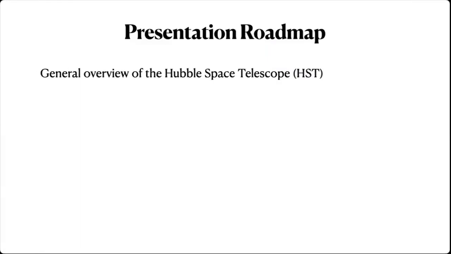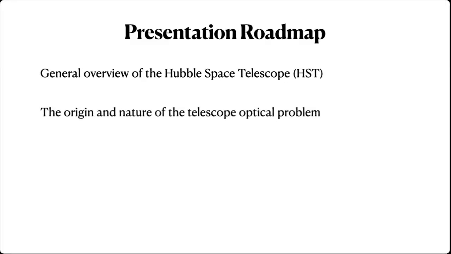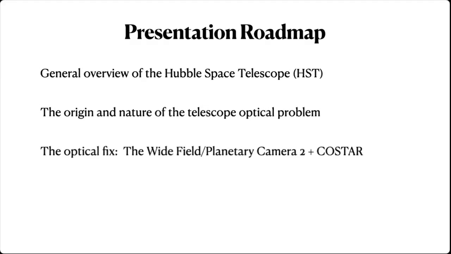So here's the plan. I'm going to talk in general about the Hubble Space Telescope Observatory. I'm sure many people who are listening in the audience know a lot of details, but just to make sure everyone's kind of on the same page. And then I'll discuss the origin and the nature of the telescope's optical problem. And then a good part of the time, we'll talk about the fix, which for this talk is going to focus on the wide field planetary camera. And I'll also mention COSTAR, which is really part of the whole fix of the telescope. And then I will give a selected science result.